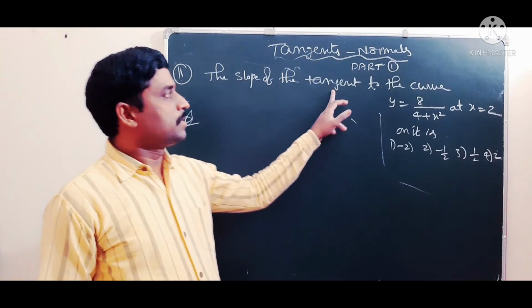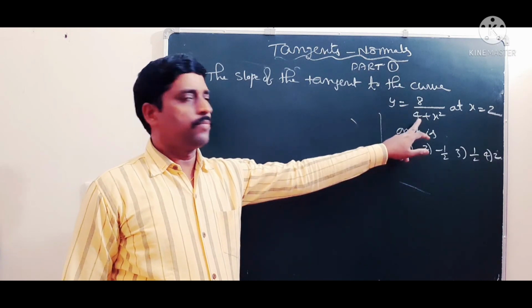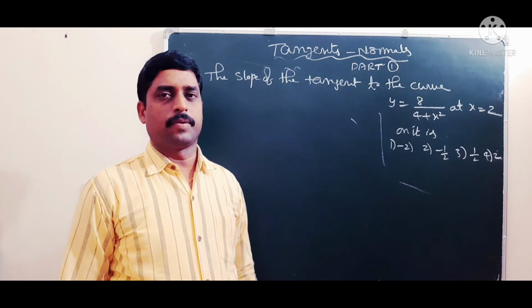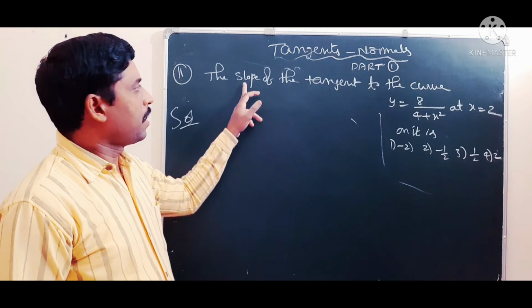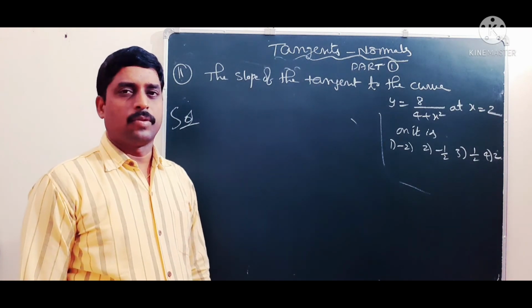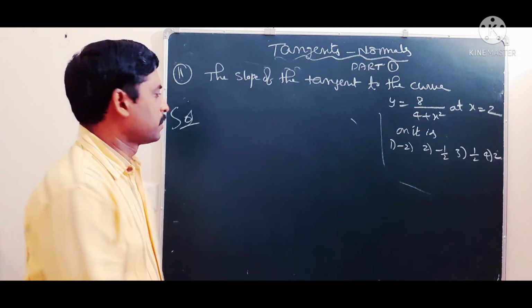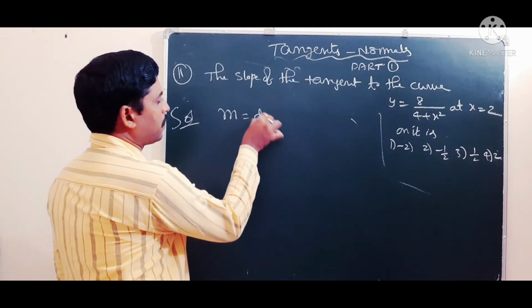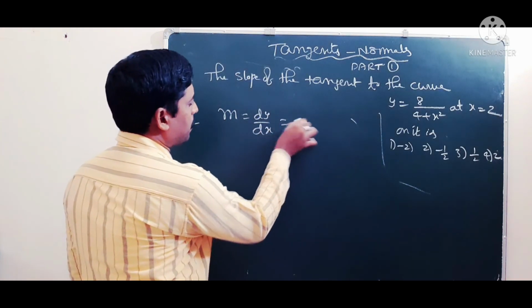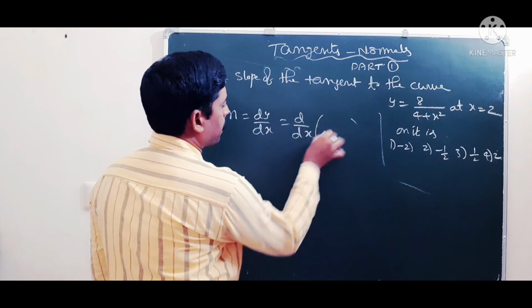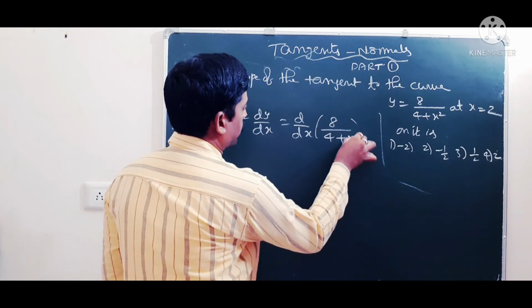The slope of tangent to the curve y is equal to 8 by 4 plus x² at x is equal to 2. Okay. We have to find the slope of tangent. The slope of tangent is dy by dx, so m is equal to dy by dx. So d by dx of what is y given? 8 by 4 plus x².